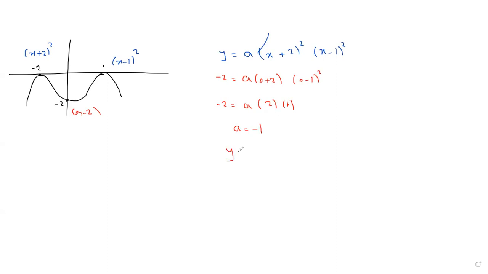Then you need to rewrite your equation. Instead of a, you should put negative 1, or just a negative sign here, so y equals negative x plus 2 to the power of 2 times x minus 1. So this is the equation of that graph.